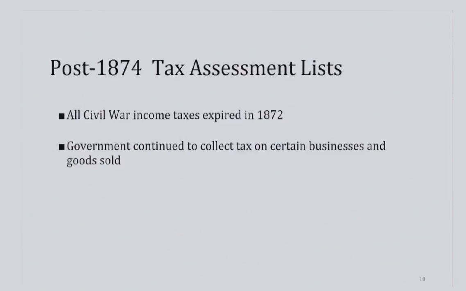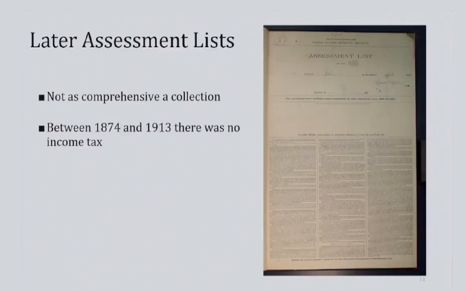The holdings that the National Archives has of these later lists are much less comprehensive than the Civil War era. Unlike the earlier lists, which gathered information on anyone making over $600 a year, these lists were just collecting information on businesses subject to the excise laws.